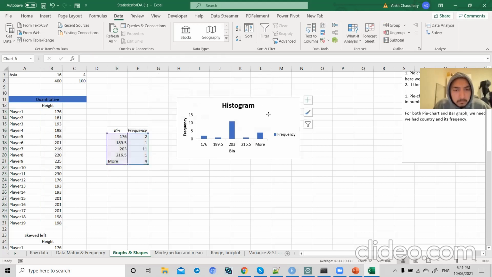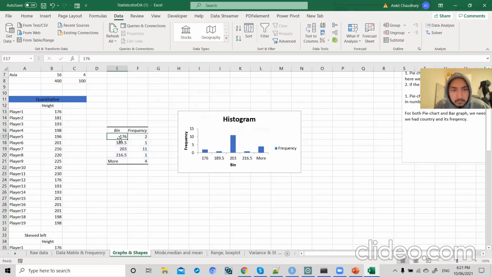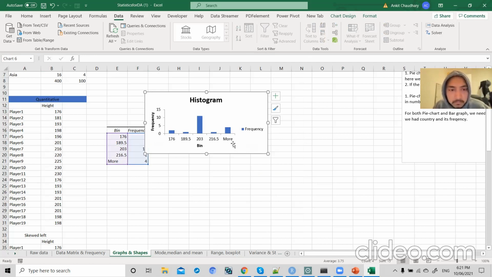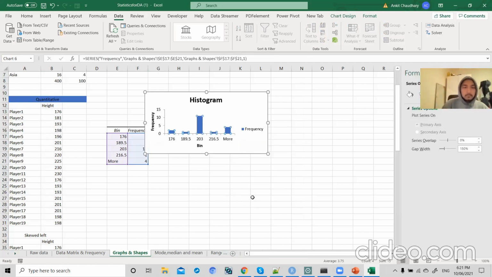So it will automatically create the bins. Bins give the range, like between 176 to 189.5, it adds the frequency. Then between 189.5 to 203, it gives you the frequency within that range. This range can be changed, but this has been automatically generated by Excel. So let us remove this gap.